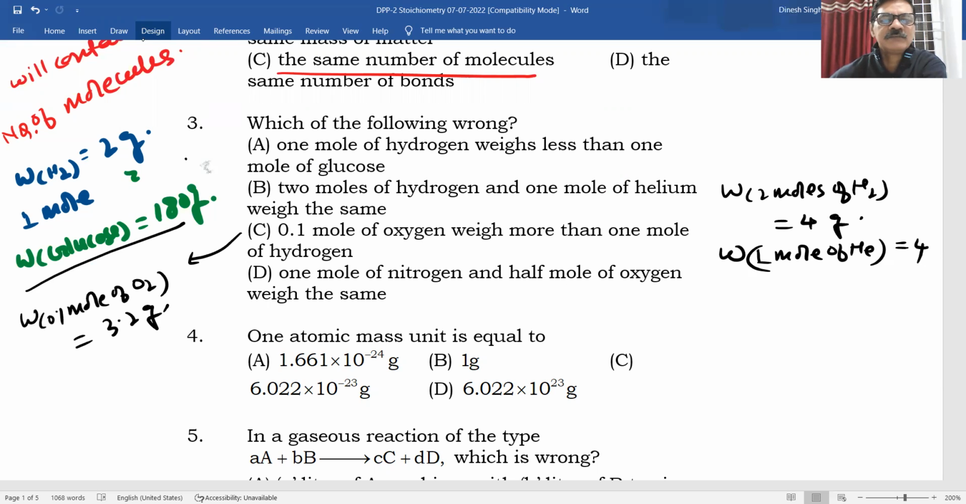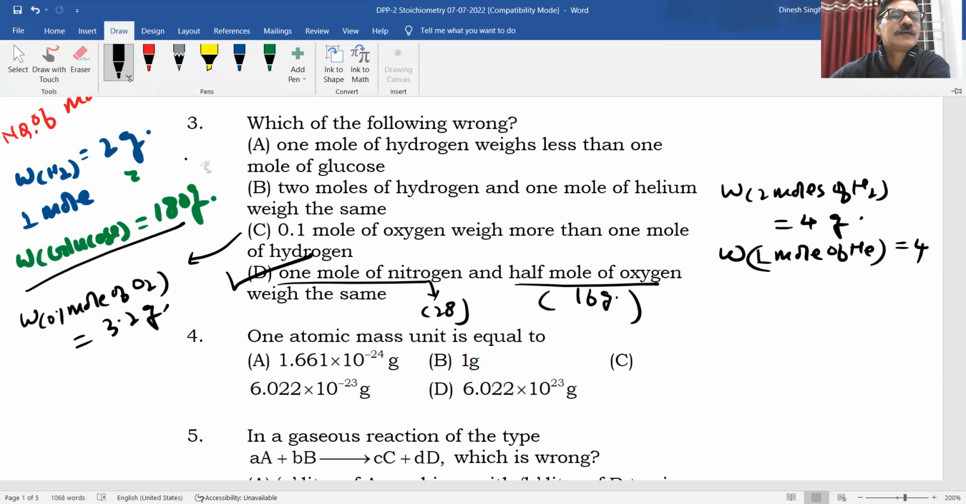After that, we can see 1 mole of nitrogen and half mole of oxygen weigh the same. 1 mole of nitrogen will weigh how much? 28 gram. Half mole of oxygen will weigh how much? 16 gram. So they are not the same. So what will be the correct answer? D will be the correct answer. Is it clear to everybody? Now we can see again.